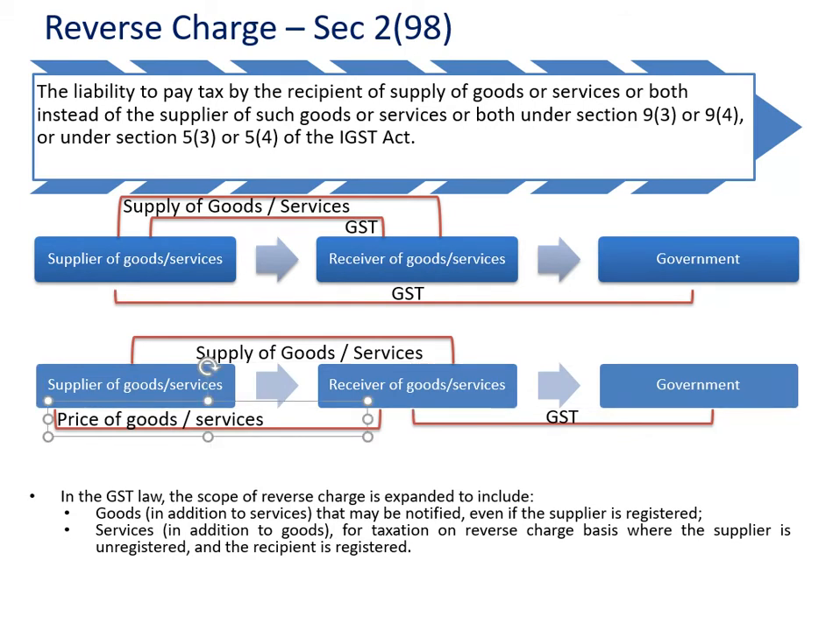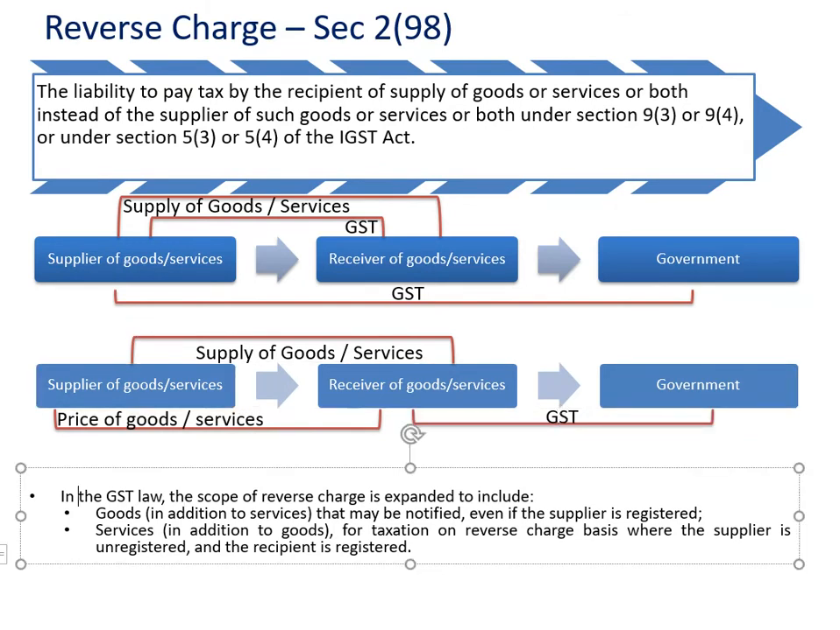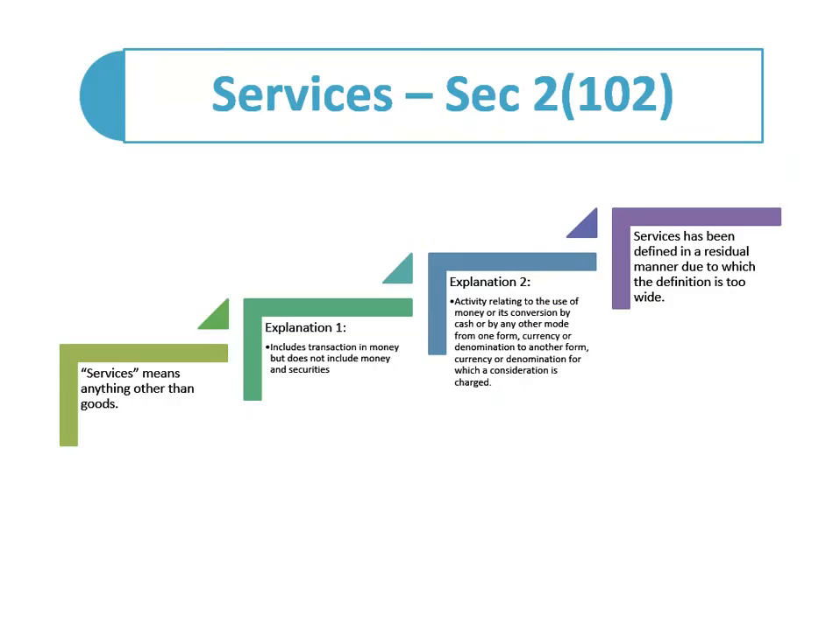However, instead of paying taxes, he credits the account of the government with the GST instead of the supplier of goods and services doing it. Now, the scope of reverse charge is expanded to include goods in addition to services, and services in addition to the goods that may be notified, even if the supplier is registered. And for the terms of service, taxation on a reverse charge basis applies where the supplier is unregistered and the recipient is registered. Still, there can be further amendments from time to time.